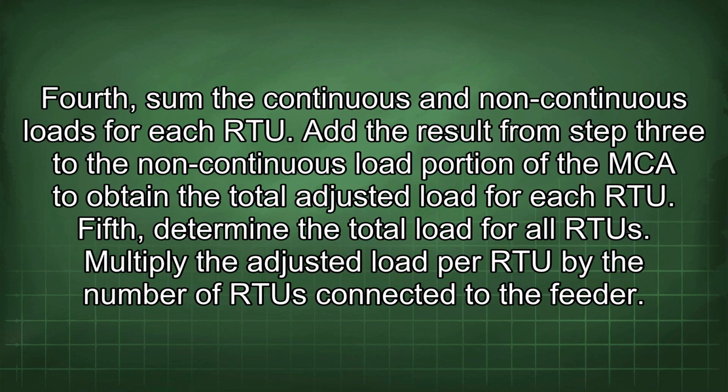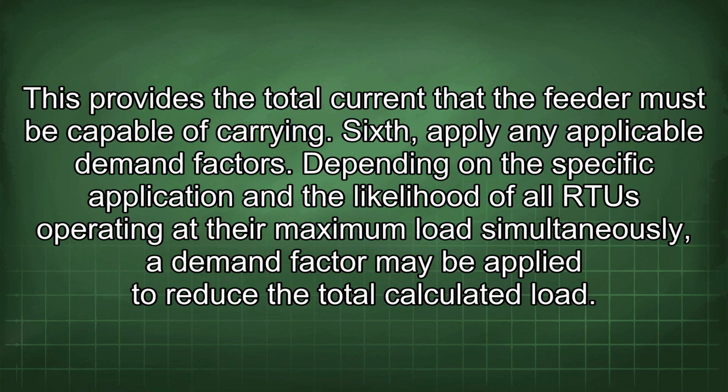Fourth, sum the continuous and non-continuous loads for each RTU. Add the result from step 3 to the non-continuous load portion of the MCA to obtain the total adjusted load for each RTU. Fifth, determine the total load for all RTUs. Multiply the adjusted load per RTU by the number of RTUs connected to the feeder. This provides the total current that the feeder must be capable of carrying.